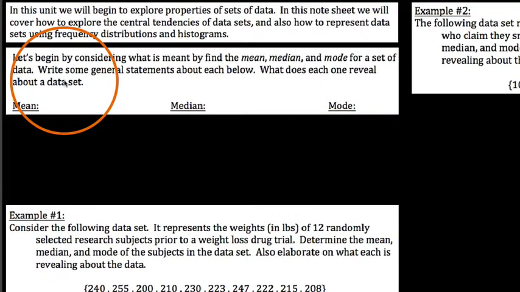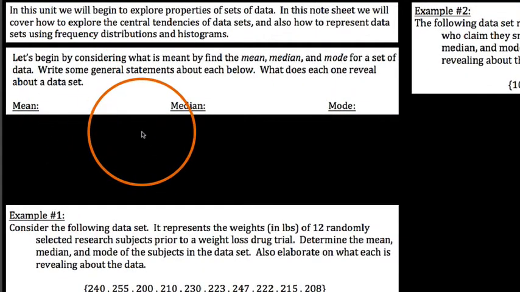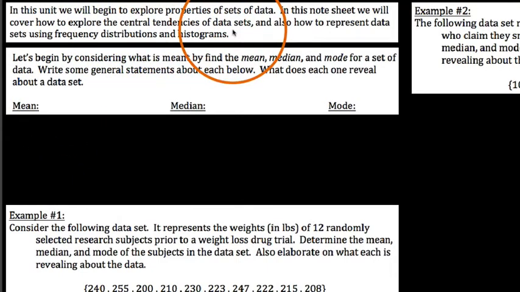Okay, YouTube, in this video we're going to be exploring properties of sets of data, and specifically we're going to be looking at the measures of central tendency of a data set. When we talk about central tendency, we're trying to describe the middle of the data set in different respects to glean some information from the data. But also how to represent the data using what we call frequency distributions as well as histograms.